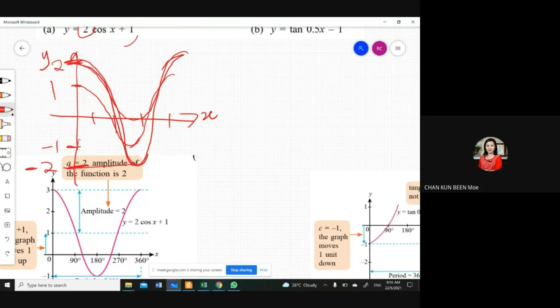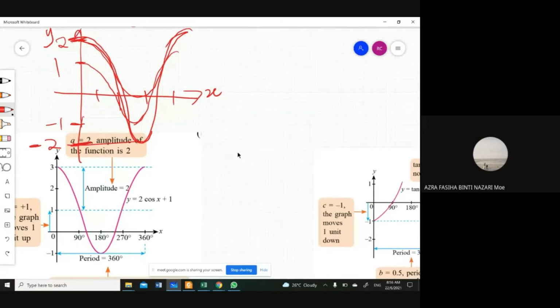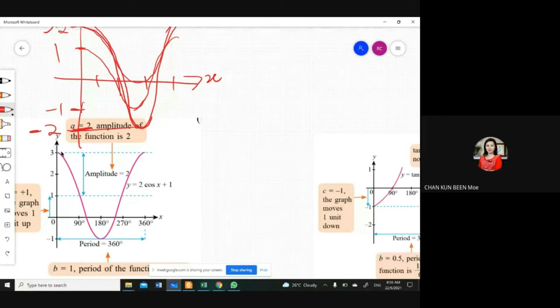So when plus 1, this one is going to move up. The 2 becomes 3. It moves up 1 unit. So the negative 2 moves up 1 unit becomes what? Negative 1. That's why you have this 3 here with negative 1 here for the minimum value. So this is how your graph looks like.